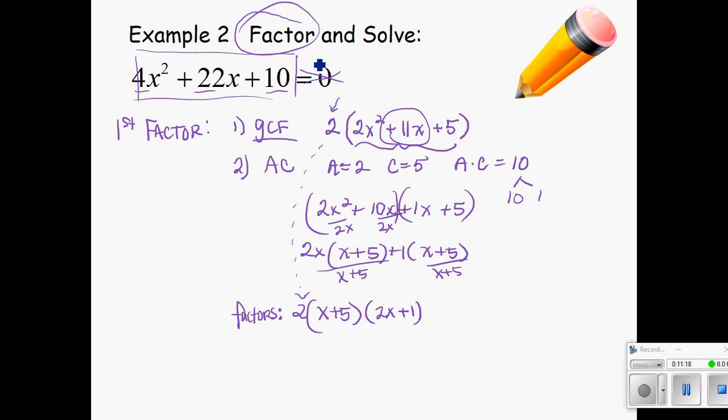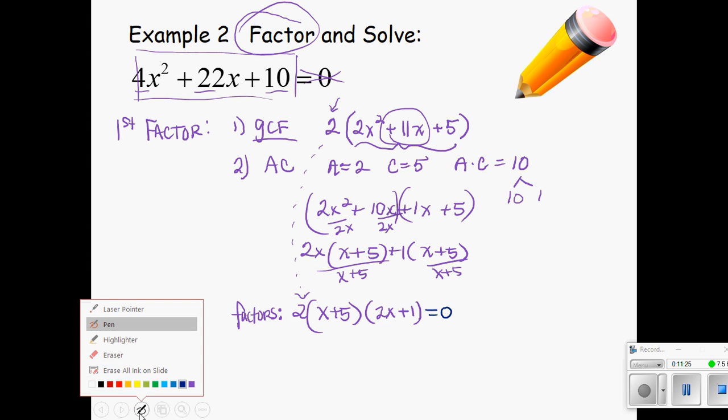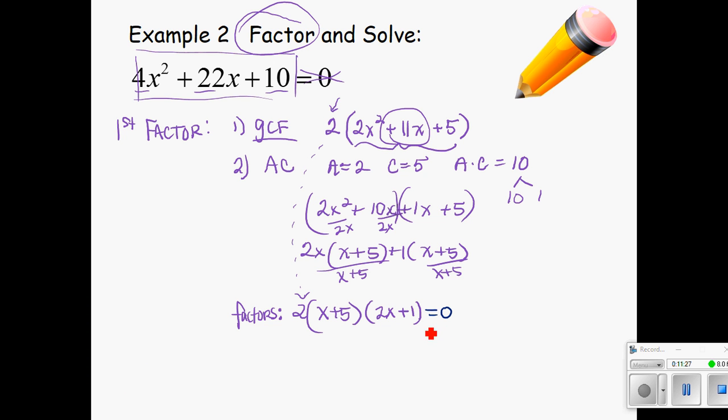Okay, so now we want to bring that 0 back. So we're going to say all our factors are equal to 0. And now we're going to go ahead and set each factor equal to 0 and solve. So factor 2 equals 0. Never, nada. That doesn't work, ever. A number that's by itself will never equal 0. So cross that one out.